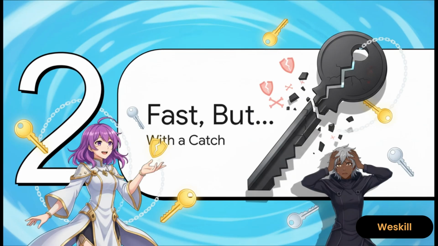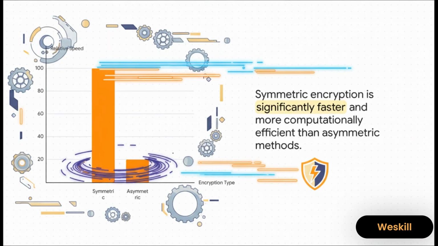So you might be wondering, if it has this huge key sharing problem, why is this method used so much? Well, it has one massive advantage, but it definitely comes with that one big catch we've been talking about. And this chart says it all. The main benefit here is speed. Symmetric encryption is just incredibly fast and efficient, way faster than other methods.